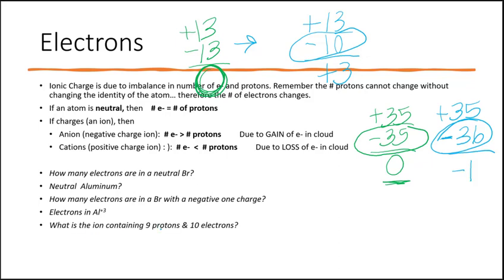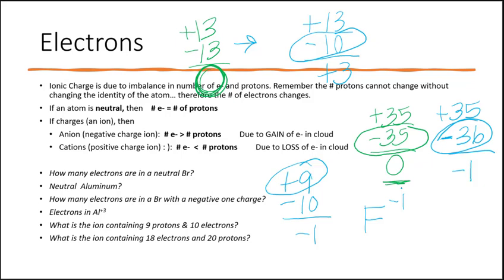Let's look at this one. What is the ion containing 9 protons and 10 electrons? Well, let's write down 9 protons, 10 electrons. 9 minus 10 is -1. All right, so we know its charge is -1. How do I figure out the identity of this ion? Well, 9 protons is who? Well, that's fluorine, right? So it's fluorine with a -1 charge.